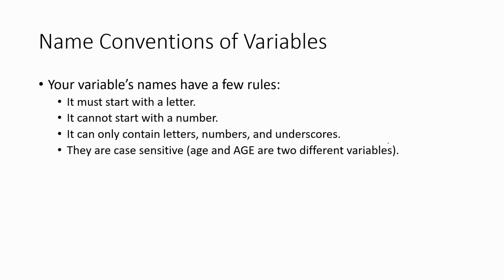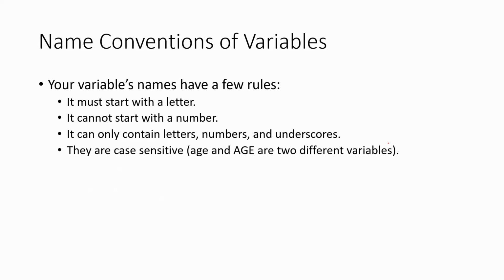Now, conventions of variables, and we kind of discussed this a little bit before. When you're making your variable name, it must start with a letter, cannot start with a number, can only contain letters, numbers, and underscores. And also be very careful, they are case sensitive. So that means lowercase h and capital AGE are 2 different variables. Python understands those as 2 different values. So be very, very careful when you are naming. If you capitalize and you try to use it later in your program, got to remember it, okay?